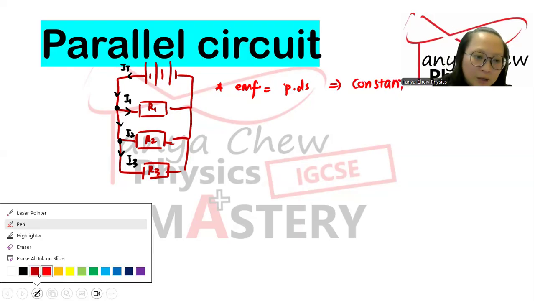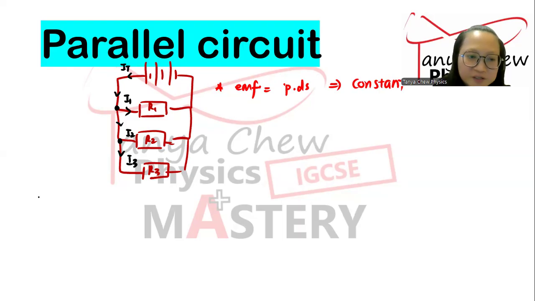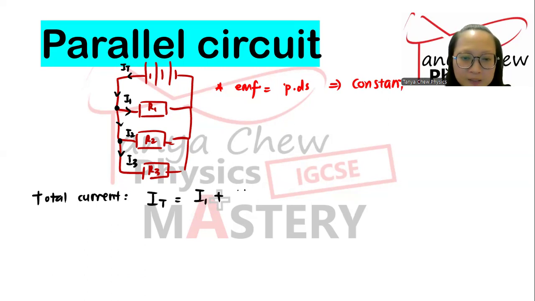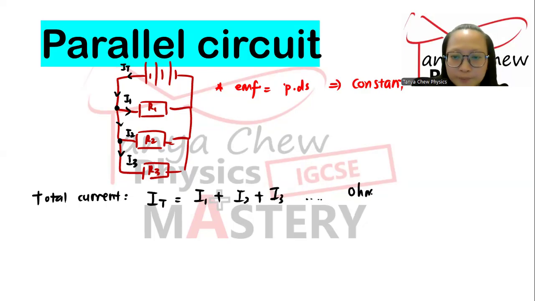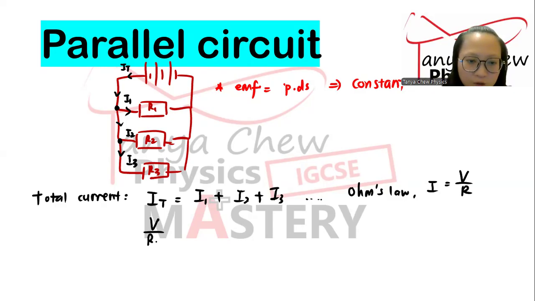Now, I'm going to prove that. Since the total current I total is equal to I1 plus I2 plus I3, you use Ohm's law: I is equal to V over R. So that is why you get V over R total is equal to V over R1 plus V over R2 plus V over R3.